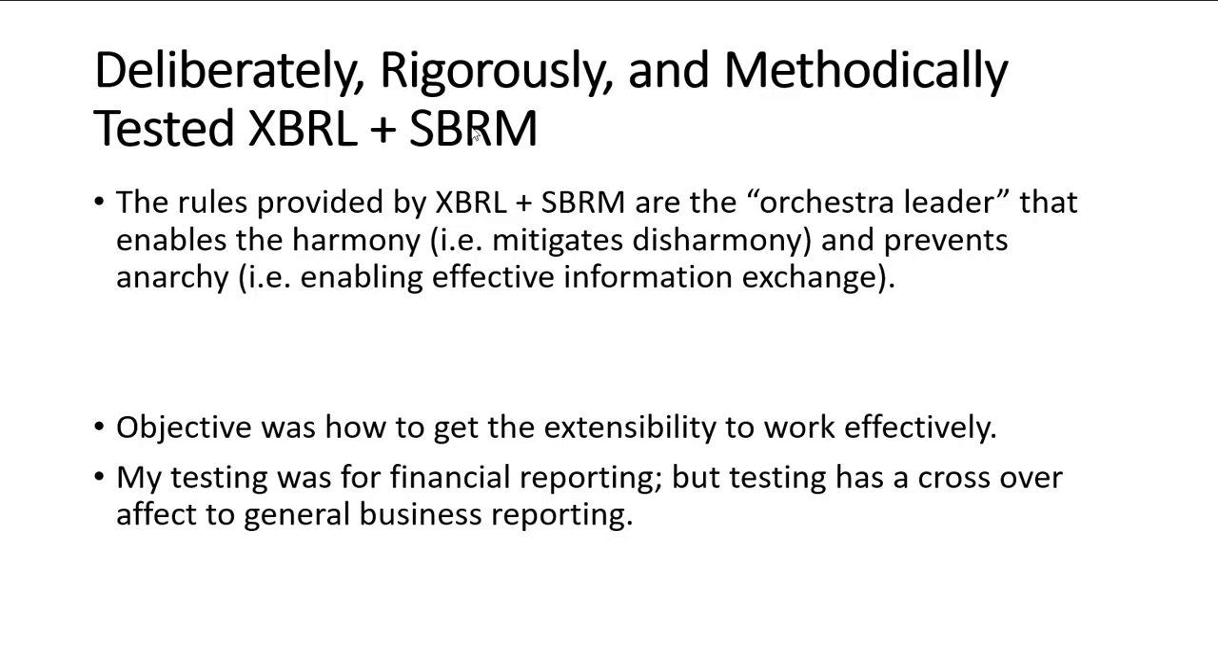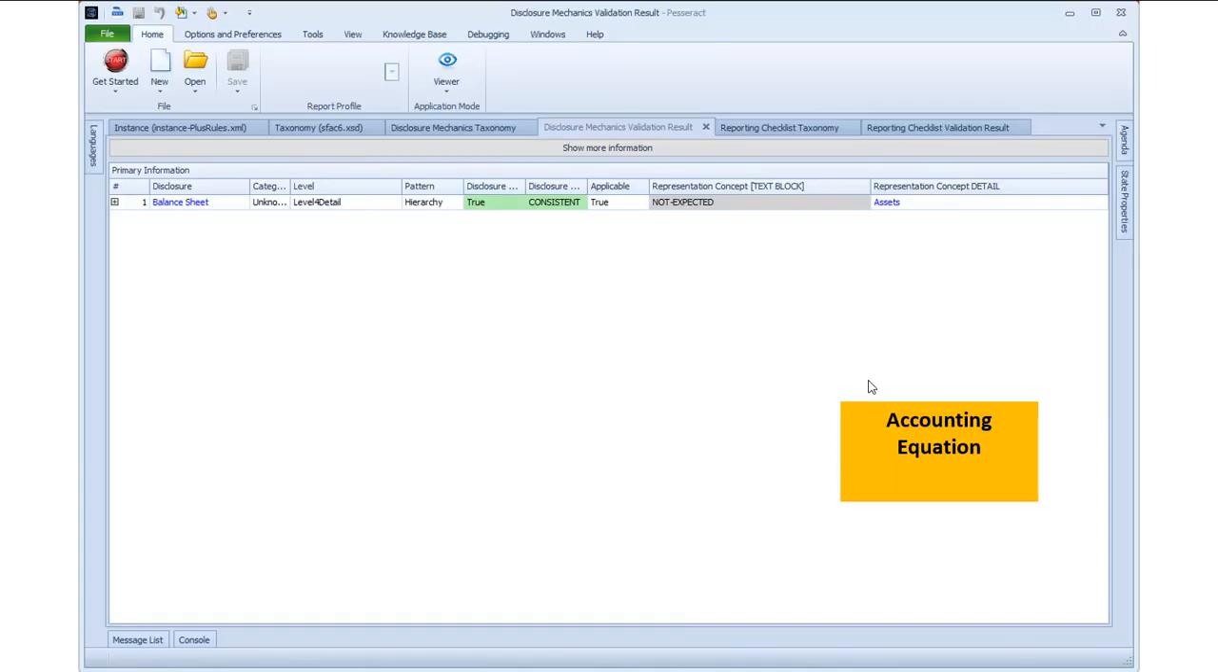So my objective was to get extensibility of XBRL to work effectively, and I've done this by testing it for financial reporting. It works for financial reporting, and it's needed in financial reporting. But I believe it will have a crossover effect into general business reporting, because I believe that there are applications of general business reporting that also require this same variability or flexibility of financial reporting. So this is what I mean.